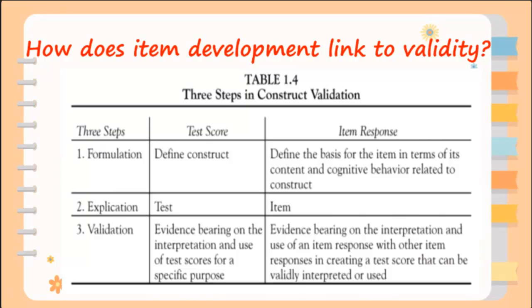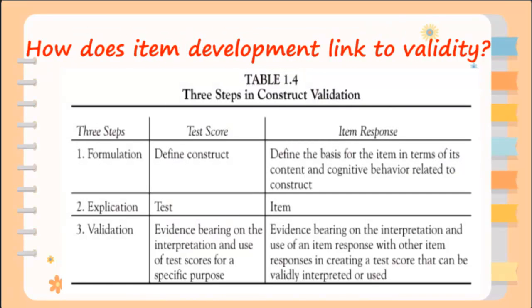For the formulation, the test score defines the construct, and the item defines the basis for the item in terms of its content and cognitive behavior related to the construct. But for explication, the test score is the test, and the item response is explained by the item. And validation is the evidence bearing on interpretation and use of the test score for a specific purpose. For test score, while the item response is evidence that bears on the interpretation and use of item response, what are the item responses in creating a test score that can be validly interpreted or used?